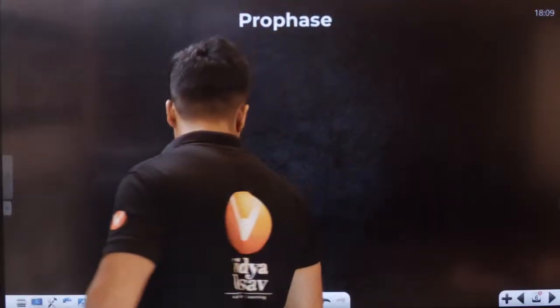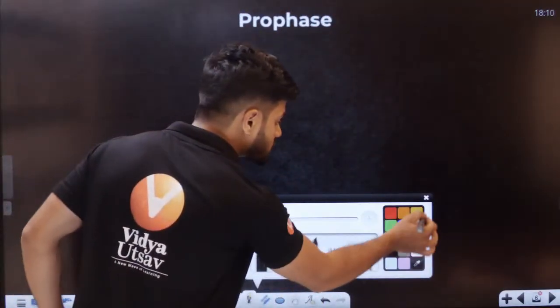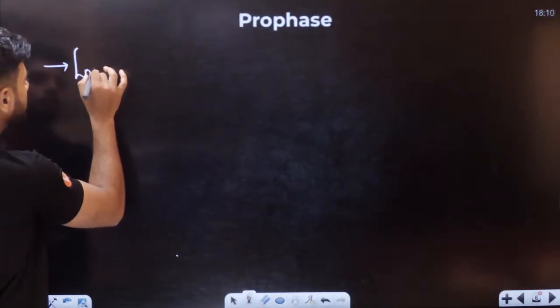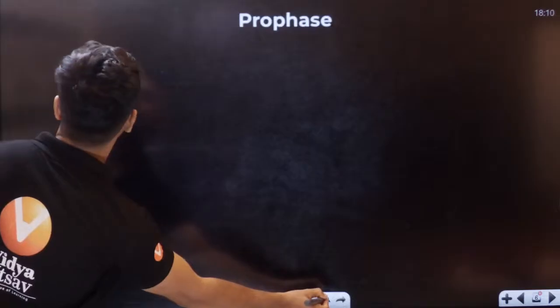Students, I want all of you to remember, prophase is actually one of the longest phases in the karyokinesis. It is one of the longest phases.